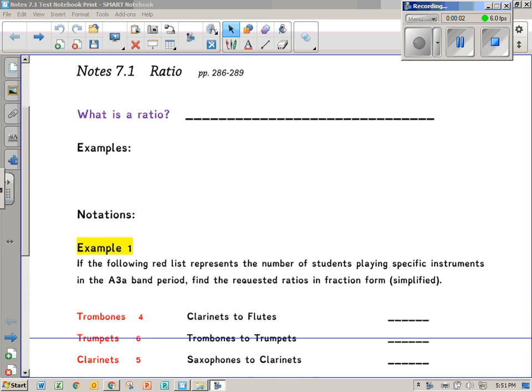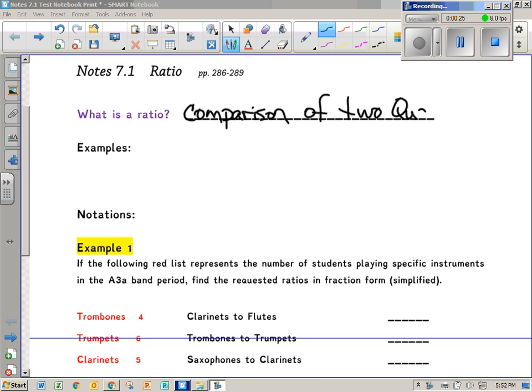All right, well, we're starting a brand new unit over ratio, proportion, and percent. So first lesson, 7-1, what is a ratio? It is simply a comparison of two quantities. There have to be two, and I want you to list each of these examples.